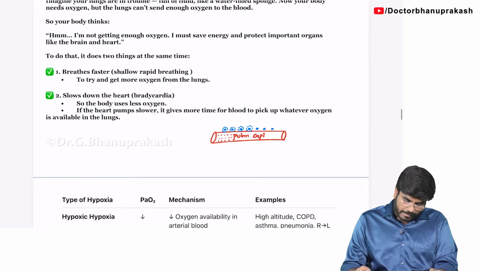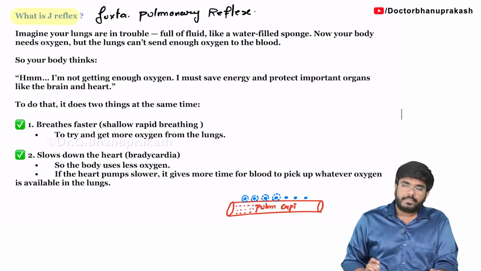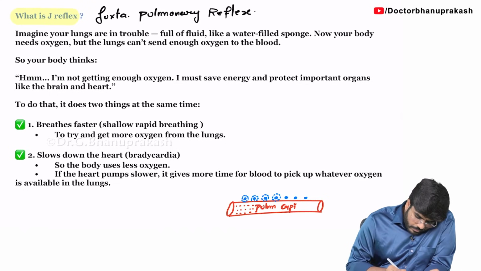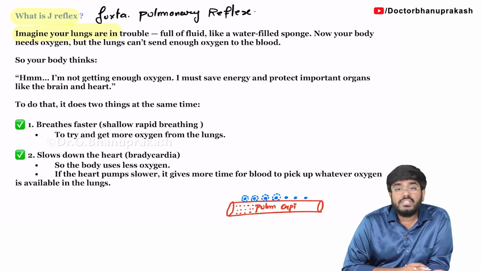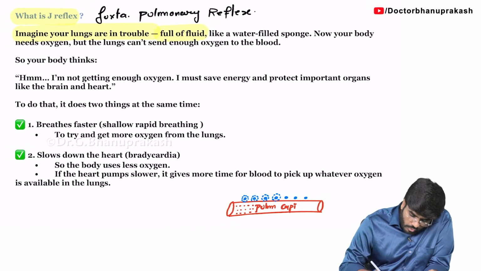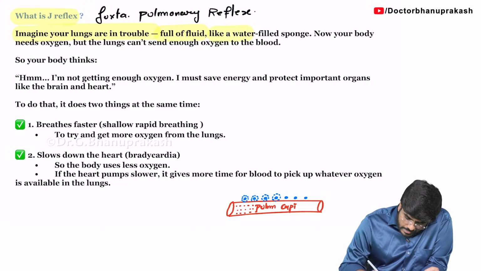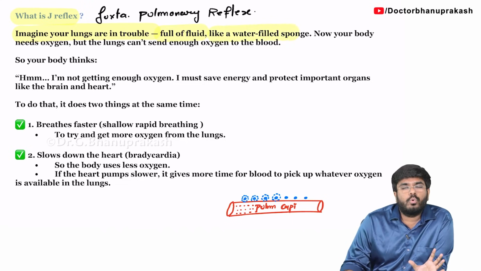So why is this J reflex happening? Let's go point by point. Imagine your lungs are in trouble, guys. Which trouble? They're having pulmonary congestion or pulmonary edema. Full of fluid, like a water-filled sponge. Your lungs are totally full of water.